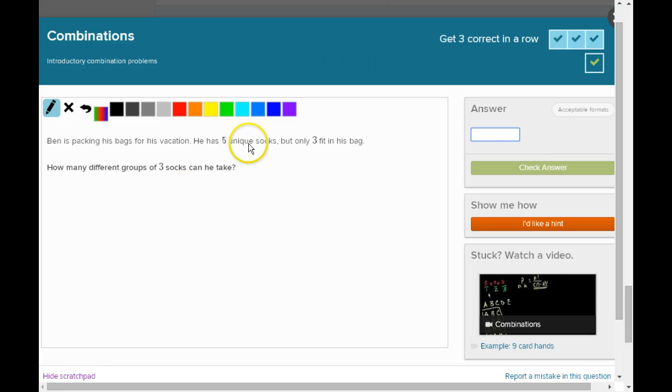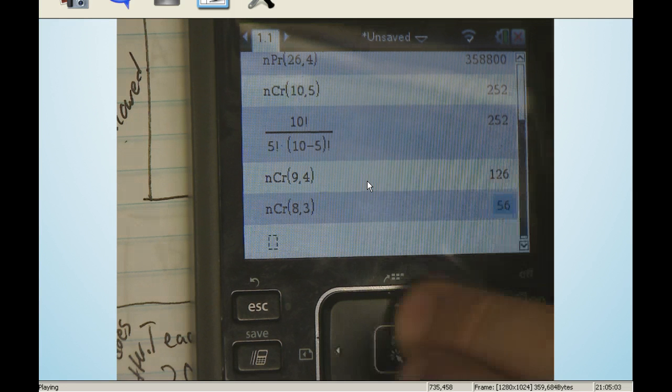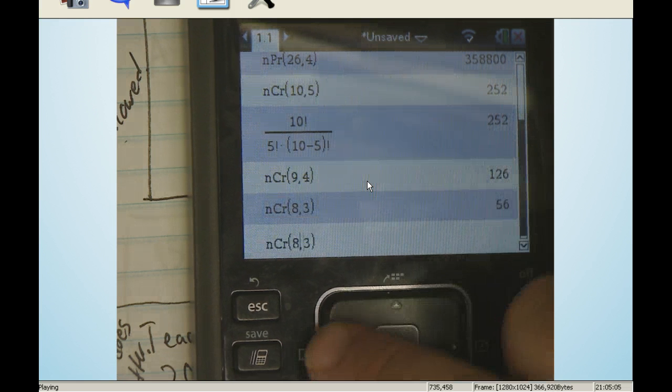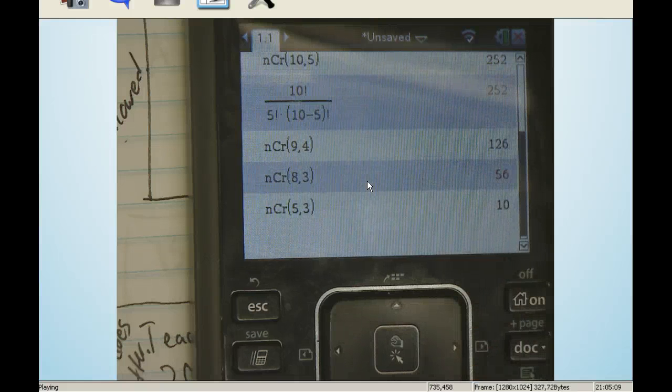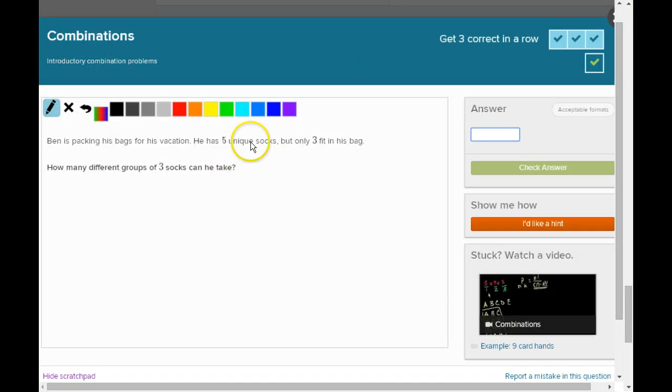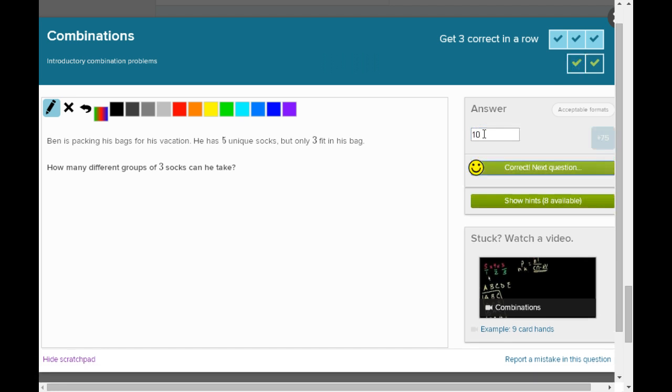Next one. Ben has 5 unique socks, but only fits 3. Well, that's pretty simple because now that I understand combinations, I understand that picking socks for a bag, it doesn't really matter what order I pick them in. It's just that I'm going to pick 3 of them. So I know it's a combination problem. I know the formula for it, and I know how to use the calculator for it. It's quite simple. There are 10 different ways.